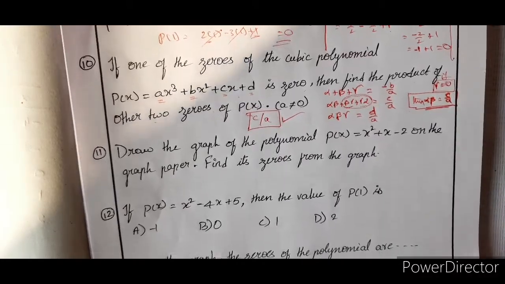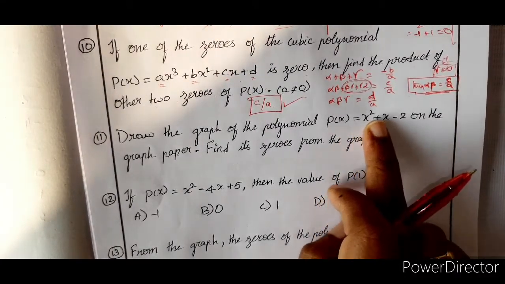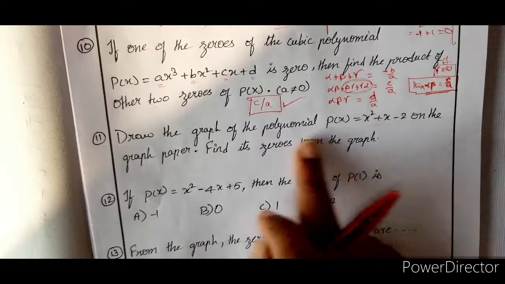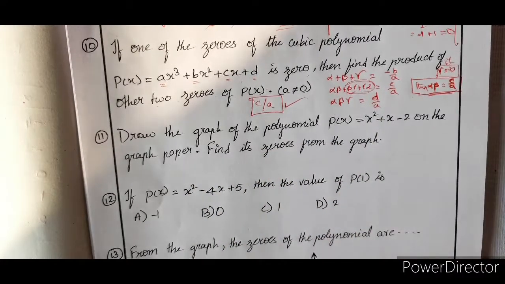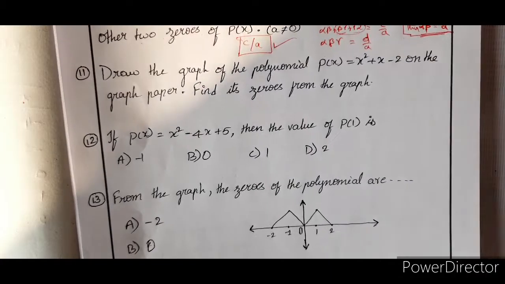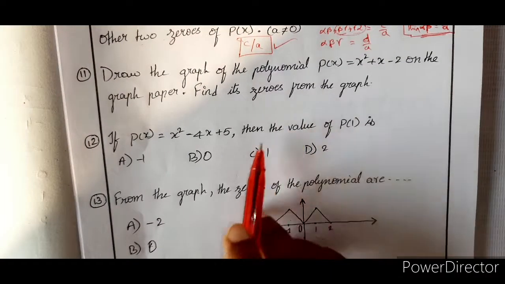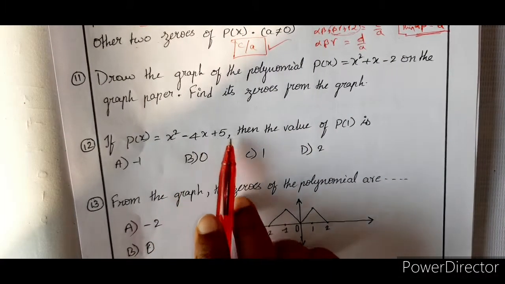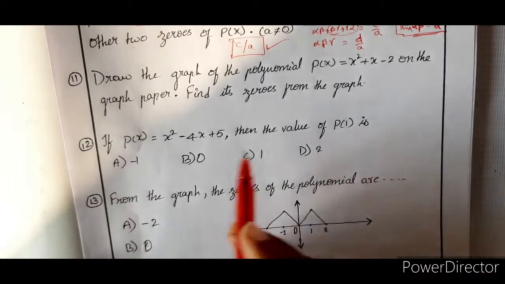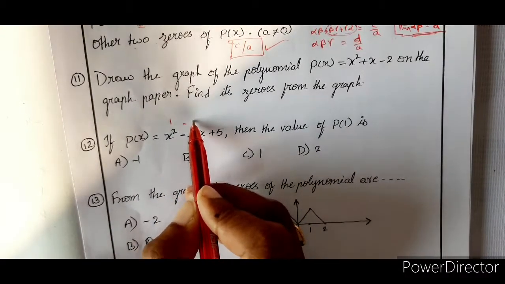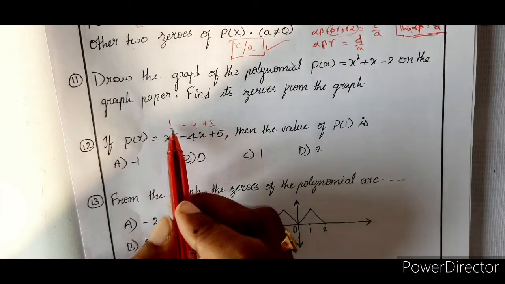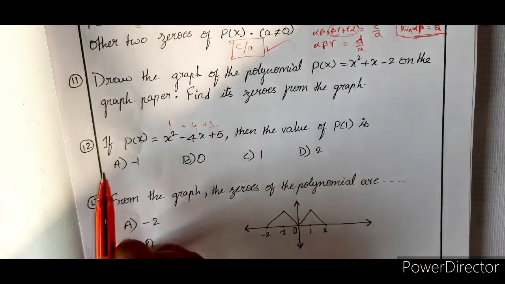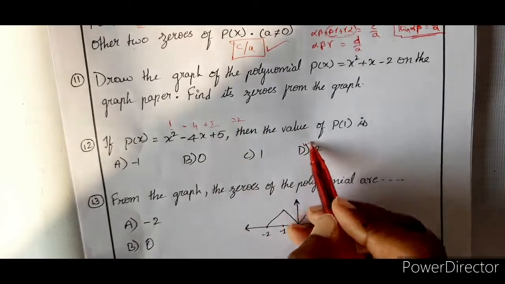Right, here: draw the graph of the polynomial p of x equal to x square plus x minus 2 and find the zeros from the graph. So middle term splitting and then proceed, right? As I said already, we discussed two problems of a similar kind. Now the value of p of 1 is 1 square minus 4 plus 5 plus 1, that is 6 minus 4, which is 2.